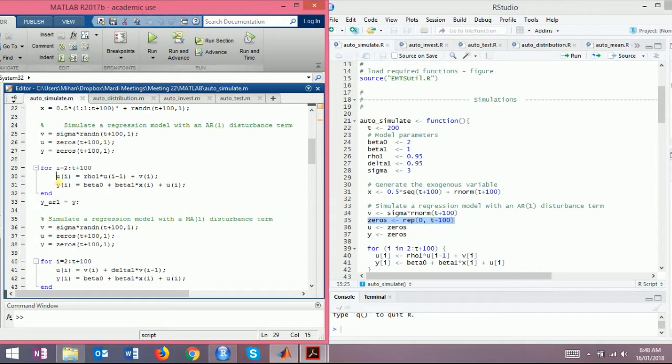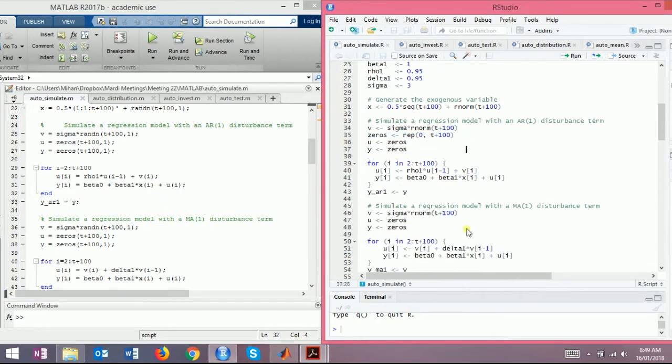Beautiful. We know that ut equals rho ut minus 1 plus vt. Yt is beta naught plus beta 1 xt plus ut. So the equation is simply rho u i minus 1 plus v i. This is recursion. It will continue to happen backward 100 times. And yi is beta naught plus beta 1 xi, it will go forward 100 times. Exactly the same thing here.